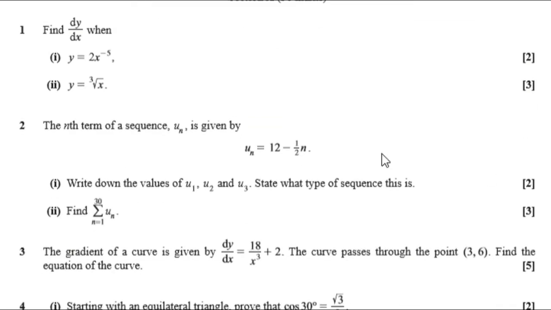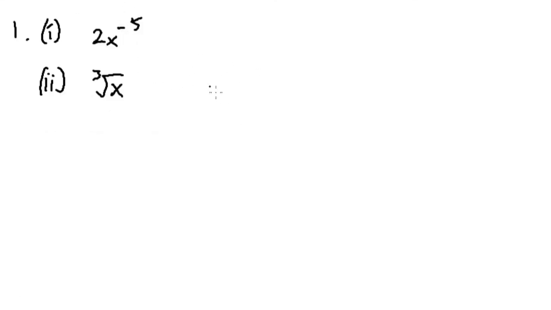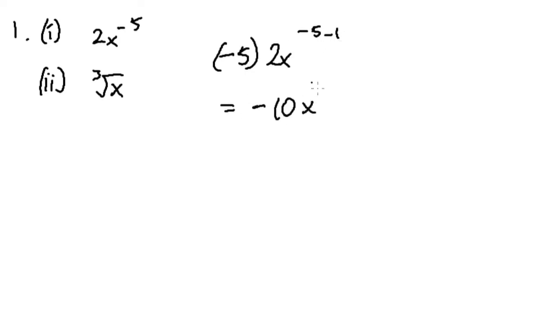So question 1, find dy by dx when y is equal to 2x to the power minus 5, and part 2 is y equals the cube root of x. So for this one, it's just simple: drop the power and power take 1. So 2x to the power minus 5 times the power, which is minus 5, and the power minus 1, minus 5 minus 1. And that will give us minus 10x to the minus 6. So that's the first bit done.